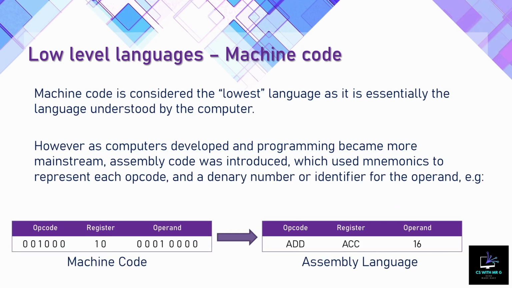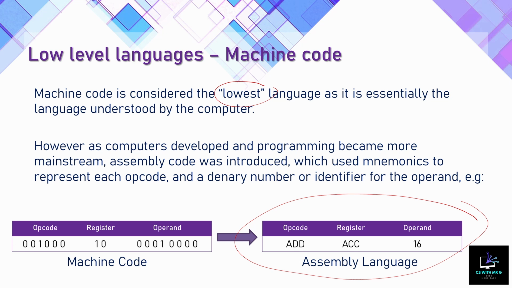Now, as machine code is considered the lowest language of all languages, as this is how a computer operates in the form of electricity, one of the very first languages that was implemented in computer science is what we call assembly language, which you can see on the right here. An assembly language was developed as a direct translation from machine code, which you can see on the left.